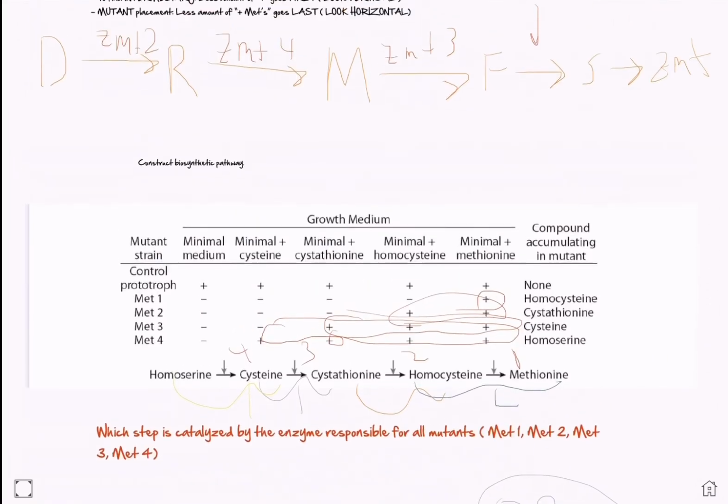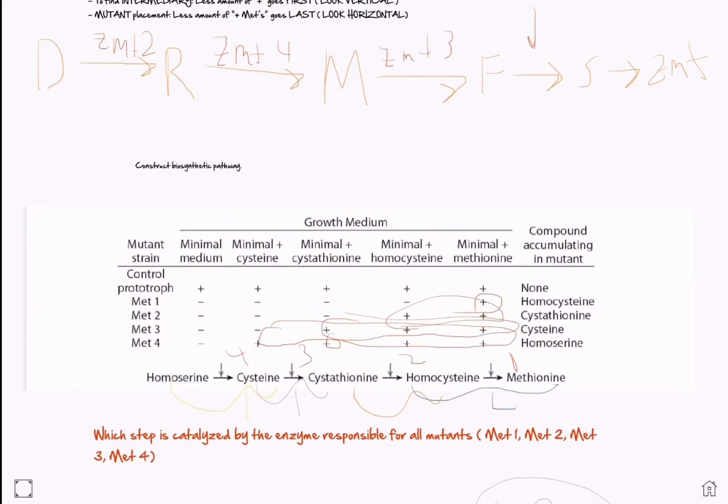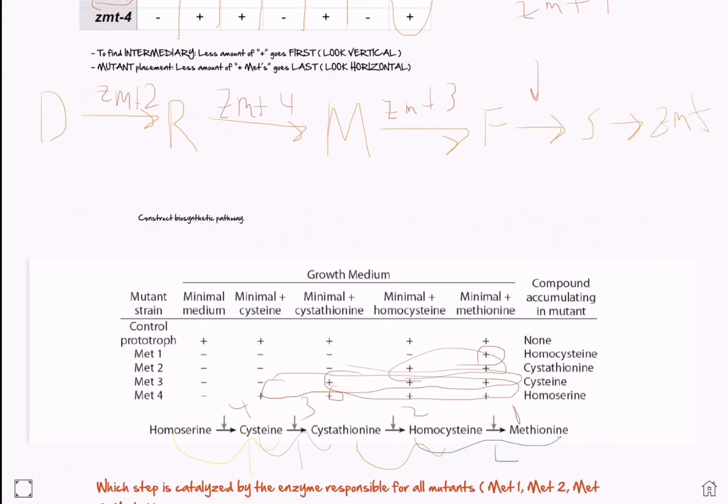Luckily, here we were given the intermediaries. But like I said before, if you didn't know that, you can remember the rule that to find the intermediaries, the fewer pluses goes first, and you look vertically for that. And yeah, that's it.